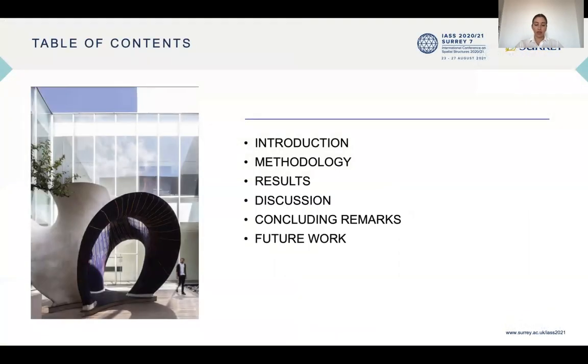Today's presentation involves a brief introduction to the world of thin concrete shells, the methodology that I followed during my individual project, and the obtained numerical results and discussion. The future work that I intend to do during my summer internship is also mentioned.